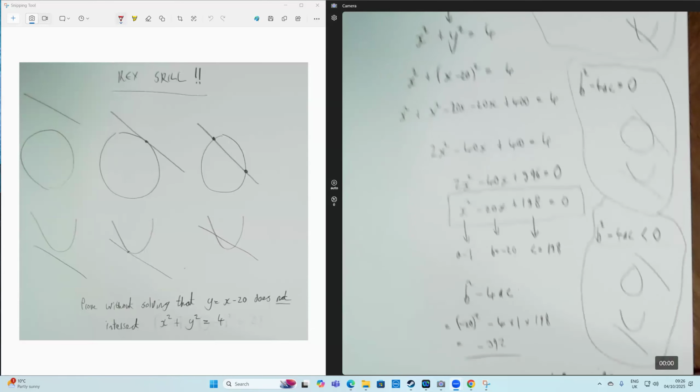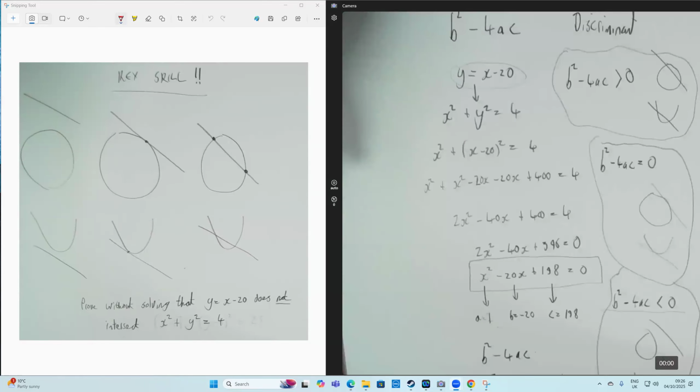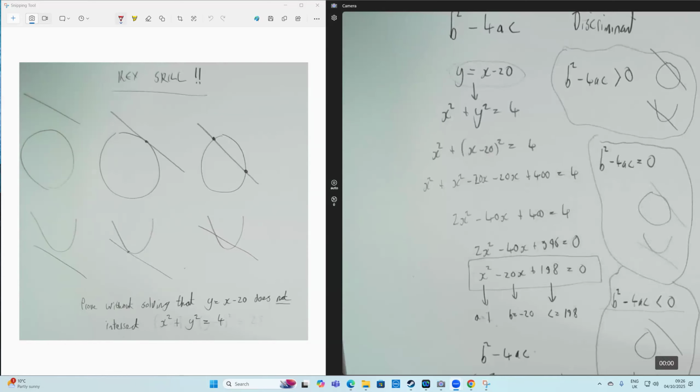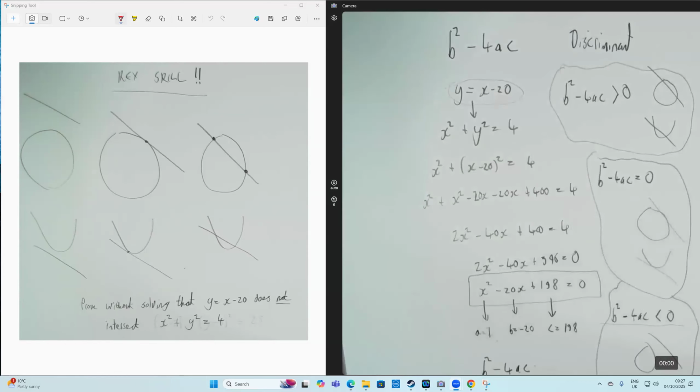I hope that you found that helpful. That is an absolutely fundamentally important idea, for it comes up in so many A-level questions, and it's often not well understood. When thinking about coordinate geometry in A-level, that's an absolutely essential key skill to be really clear about in your own minds.